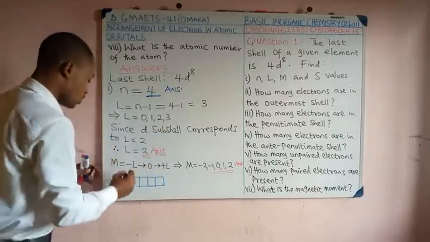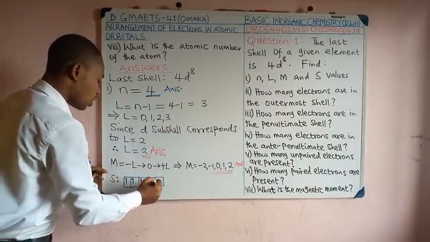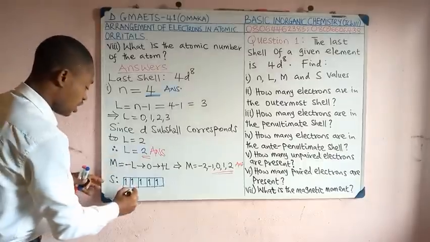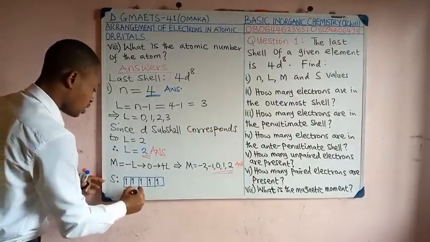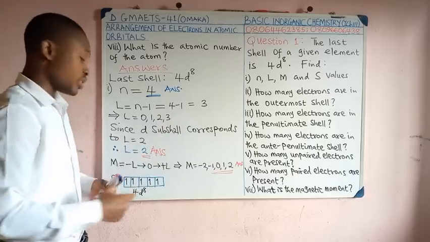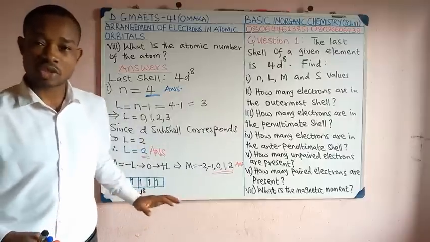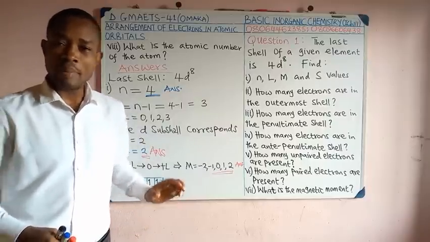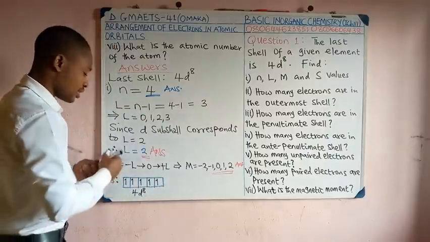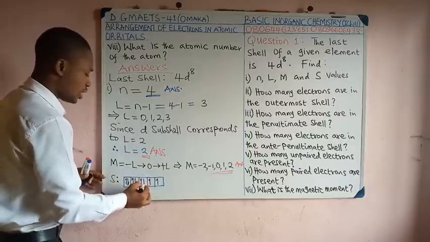So we're going to distribute the 8 electrons: 1, 2, 3, 4, 5. Remember, if you are filling degenerate orbitals, this is the 4d8, supposedly, you fill singly first, according to Hund's rule of maximum multiplicity. So we've got 5 electrons filled into the 4d orbital, remaining how many? 3. So we'll come back and start pairing. So 1, 2, because this is 7 already, and then 8.